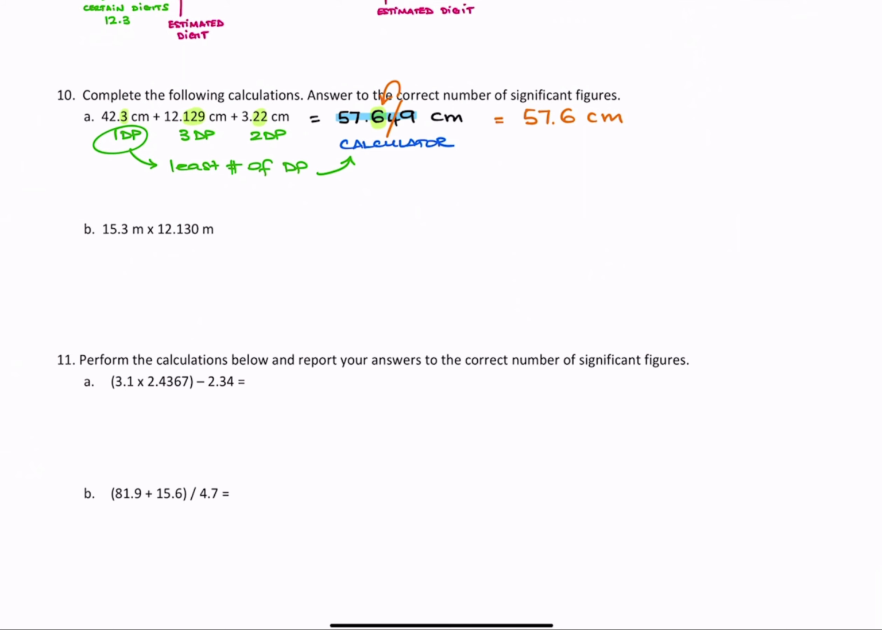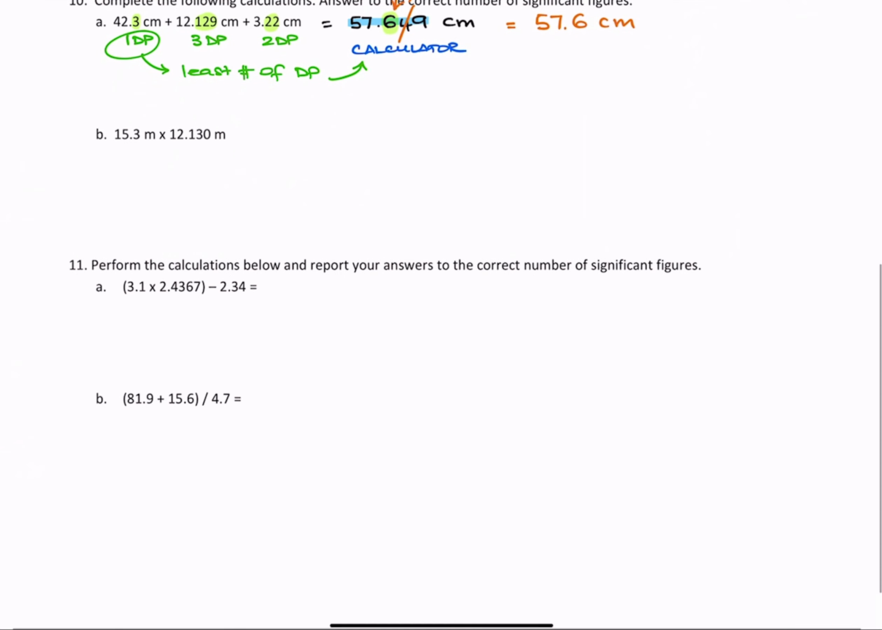For B, it's a multiplication. The rule for multiplication and division is different. It goes with the least number of sig figs. So let's take a look here, and we're going to do sig figs. The first number, 15.3, has 3 sig figs, all non-zero digits. The second one has 5 sig figs. The 0 and the decimal portion do count.